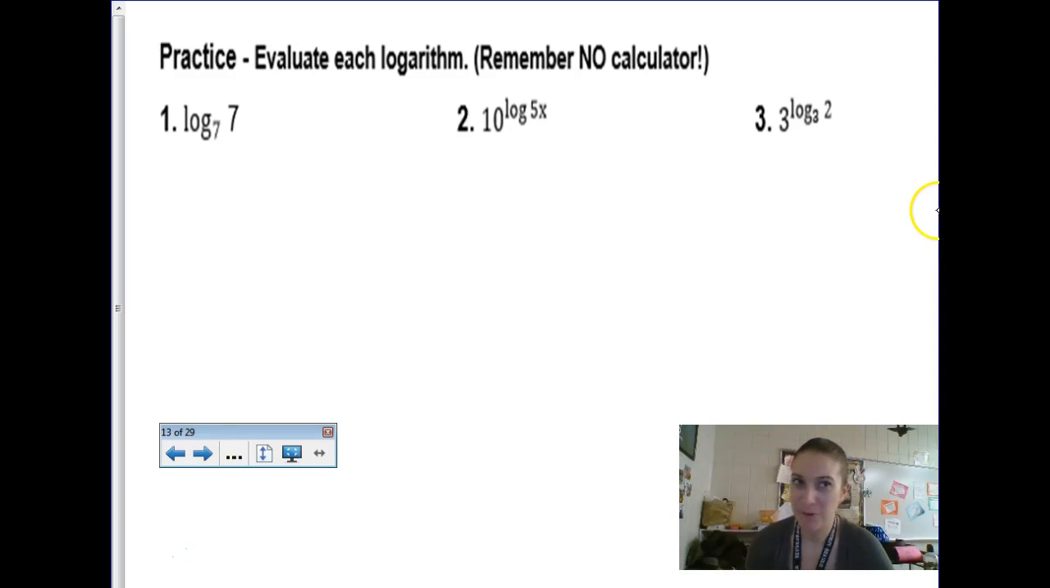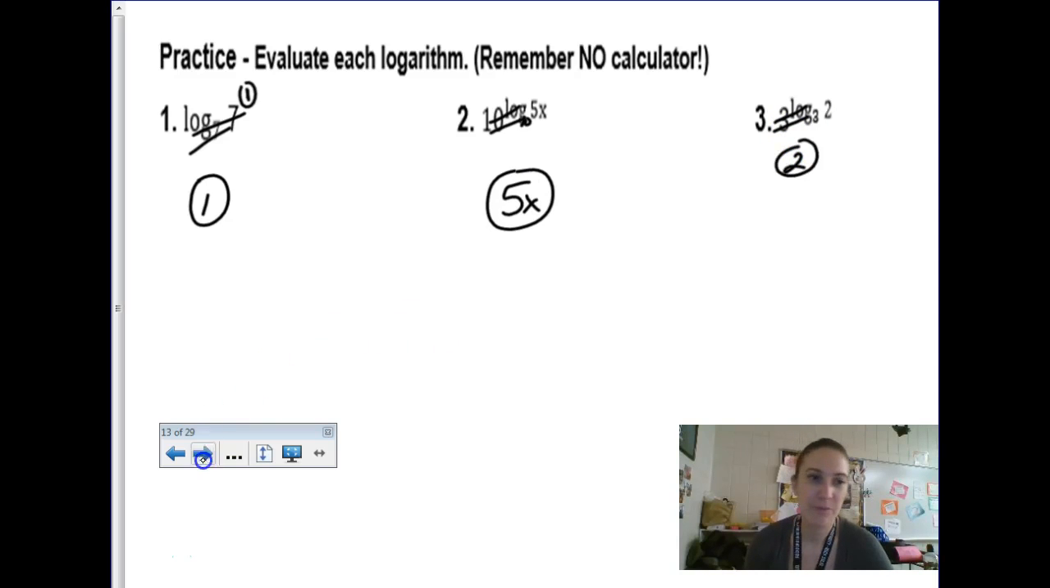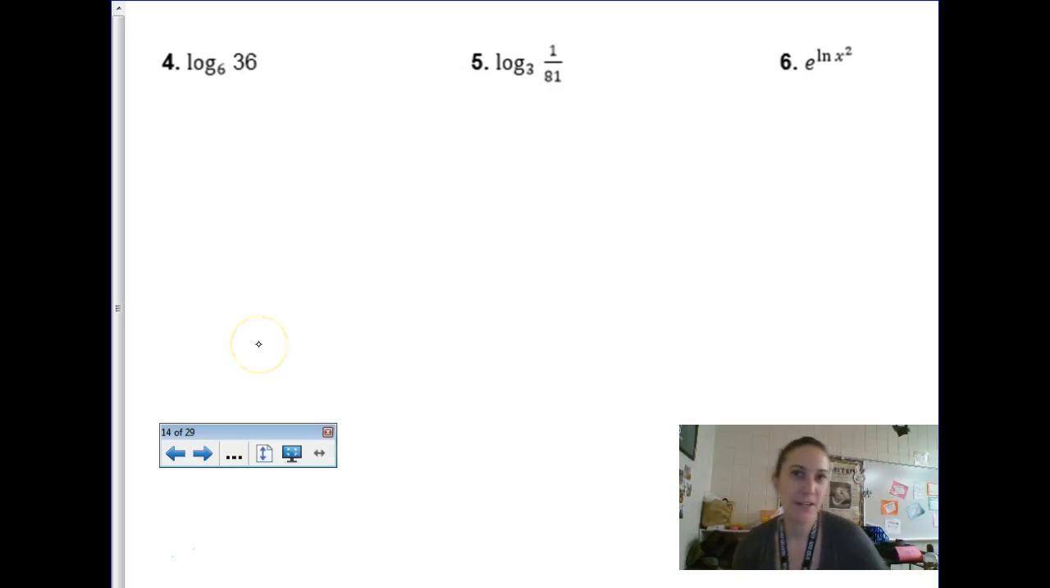All right, remember guys, no calculator here. So 7 to the log base 7 exponential would cancel, but remember there is an invisible little 1 up here. So while these cancel, you do have a 1 that drops down. This is a common logarithm again, so they cancel, and the 5x drops down. And then 3 to the log base 3 cancels, and the 2 drops down. So those were pretty basic. We didn't have to do any rewriting.